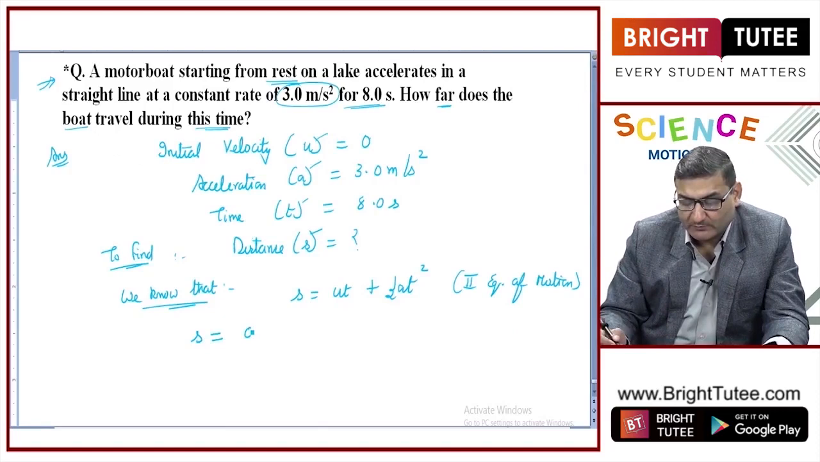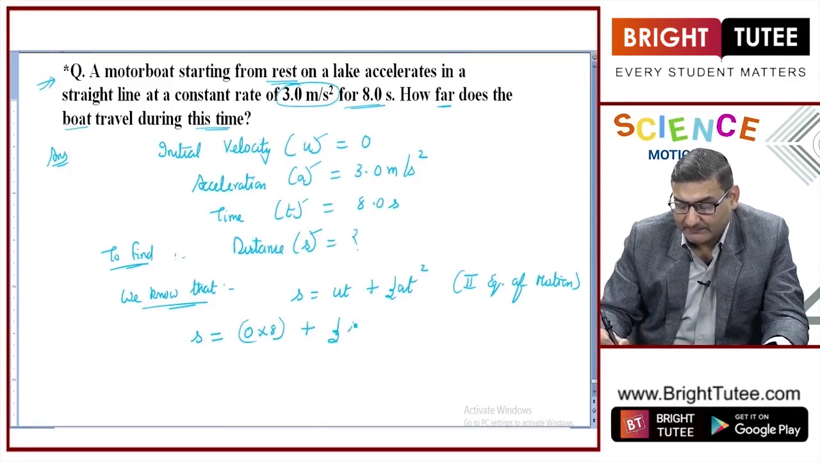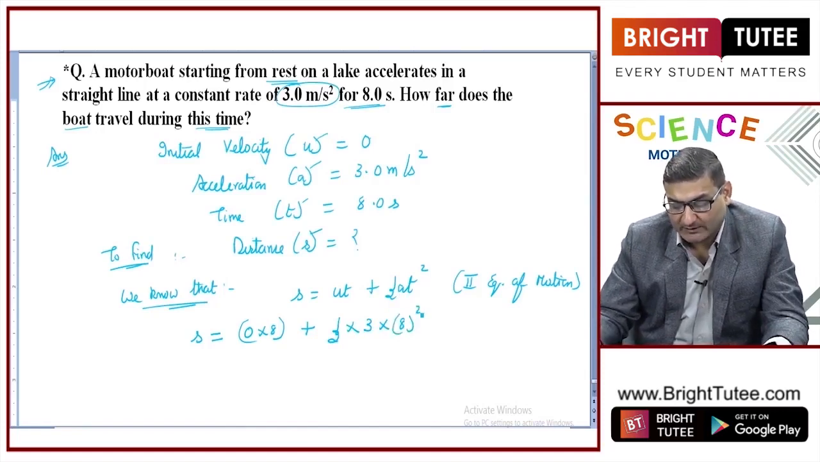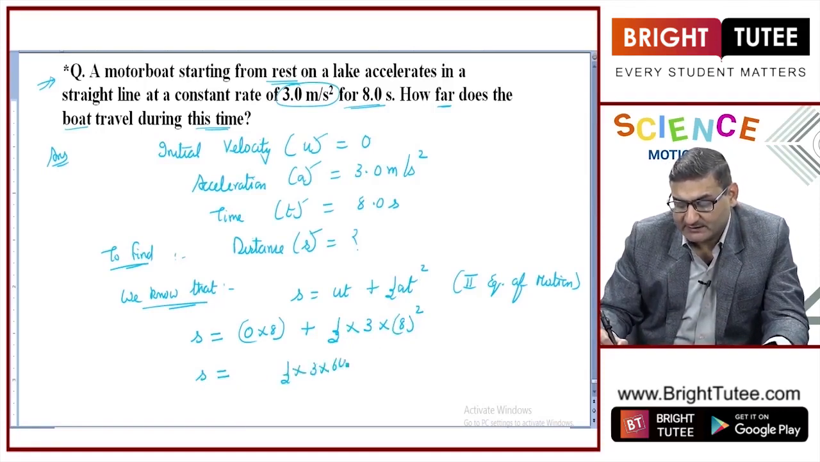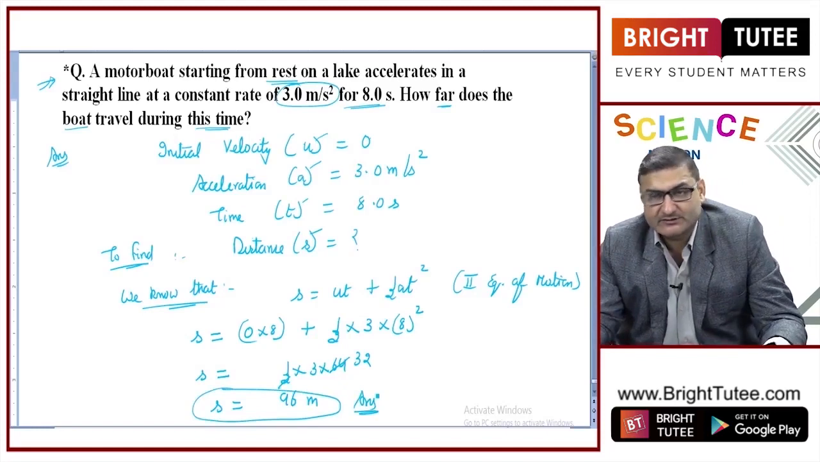U is given to be 0, multiplied by t, which is 8, is irrelevant, anything multiplied by 0 is 0, plus half multiplied by acceleration, which is 3, multiplied by t square, which is 8 square. So, I will get S is equal to half into 3 into the square of 8, which is 64. Cancelling it out, I will get 32. So, the distance covered will be equal to 96 meter. This will be my answer.